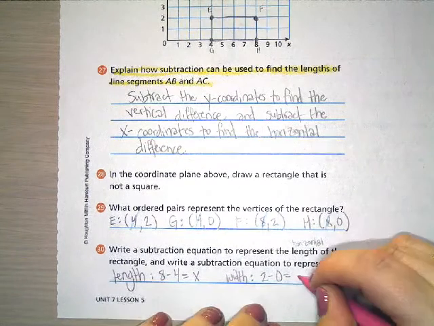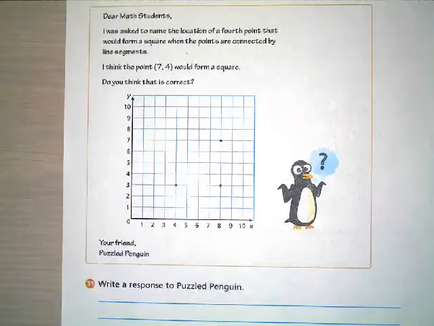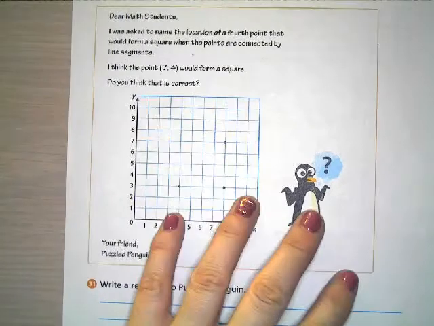The width equation is 2 minus 0 equals, what letter would you use for this one? Y. Very good. I'm really proud of you for that. Why do you use Y? Because that's how tall or how wide the shape was going up. Okay. Very good. We did it. Good job. Turn the page.